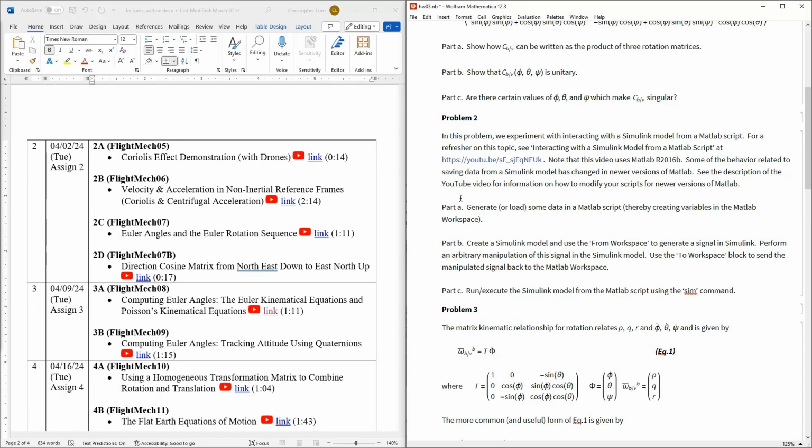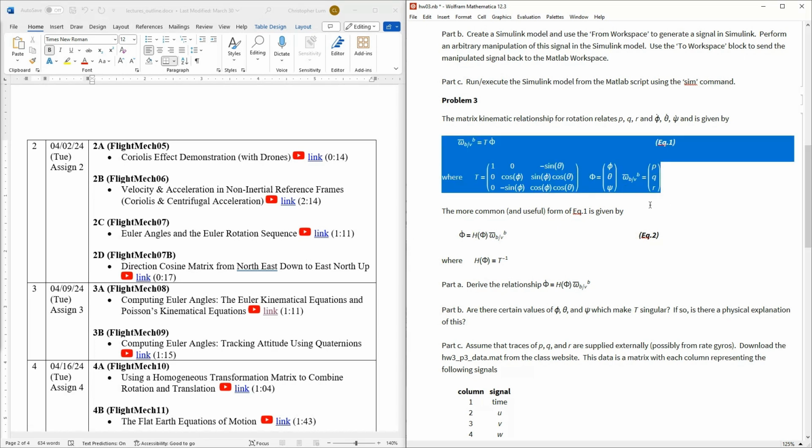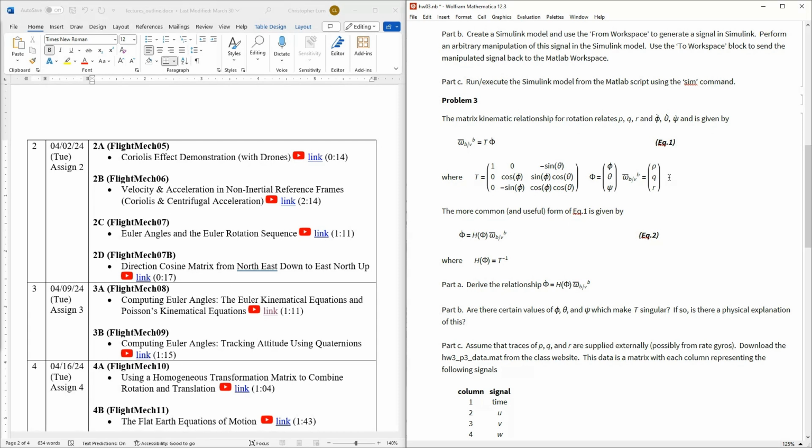Now, the reason I want to make sure everyone is familiar with how to get data in and out of MATLAB and Simulink is because in problem three, what I'd like to start doing is looking at this Euler kinematical equation. And in fact, you're going to derive some of these results. In fact, we talk about this in the video. So hopefully these equations are going to make a lot more sense when you watch lecture 3A.